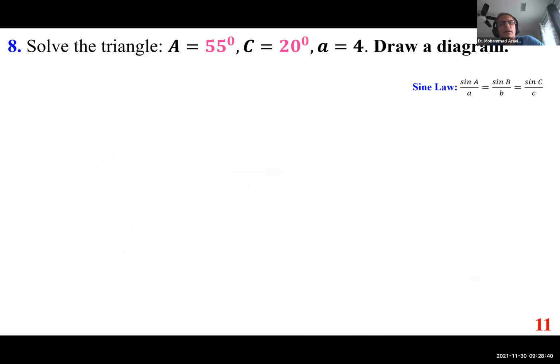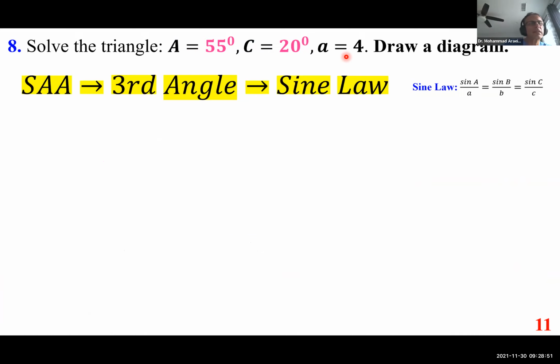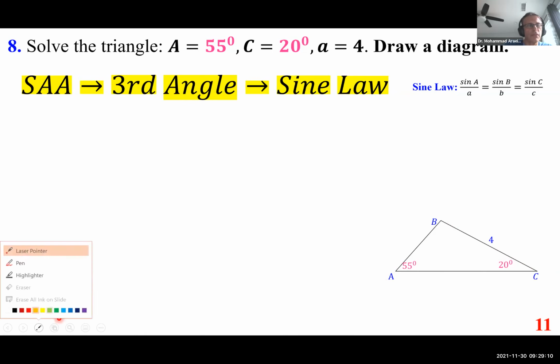All right, again, capital A and C are given. So we are looking at two angles with one side. That means SAA, side angle angle. So quickly we have two angles, add them up, we get the third angle, and then we use a sine law. So we repeat the process and we write the given here. We add those numbers that are given. So this side is 4, so on and so forth. So let's just actually write the following. So this is lowercase a, this is lowercase c, this is lowercase b.